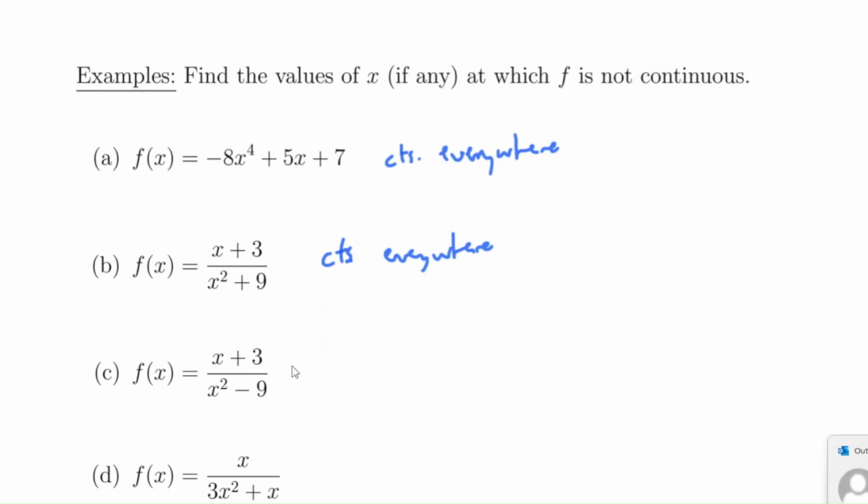Okay, what about this? Well, we have a difference of squares this time in the denominator. And so notice the way that this factors is x plus 3 times x minus 3. And so it's going to be discontinuous at x equals negative 3 and x equals 3. And again, their discontinuities are going to be for different reasons. So for x equals 3, that'll have a vertical asymptote. At x equals minus 3, since these cancel, it'll have a hole in the graph.